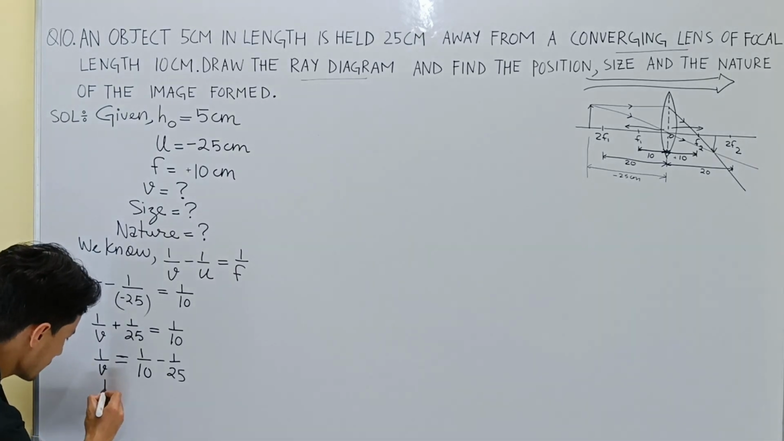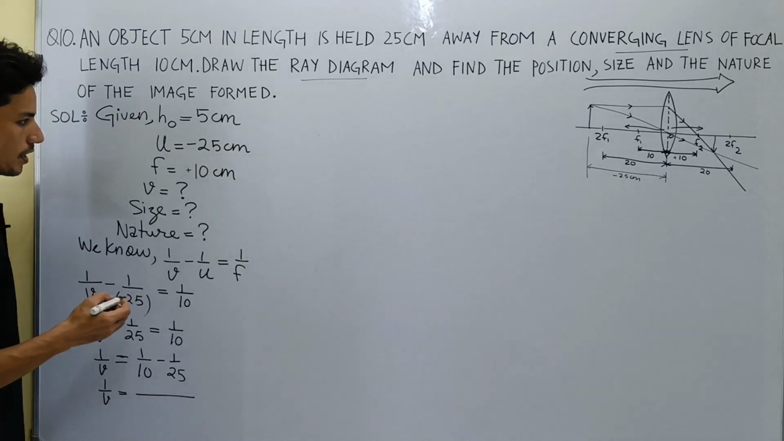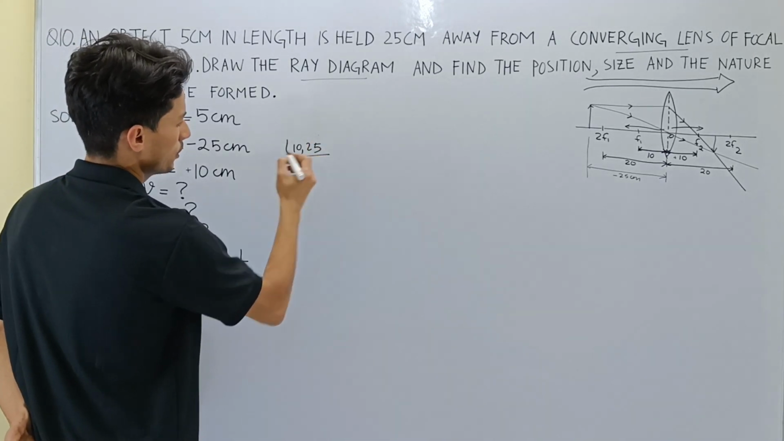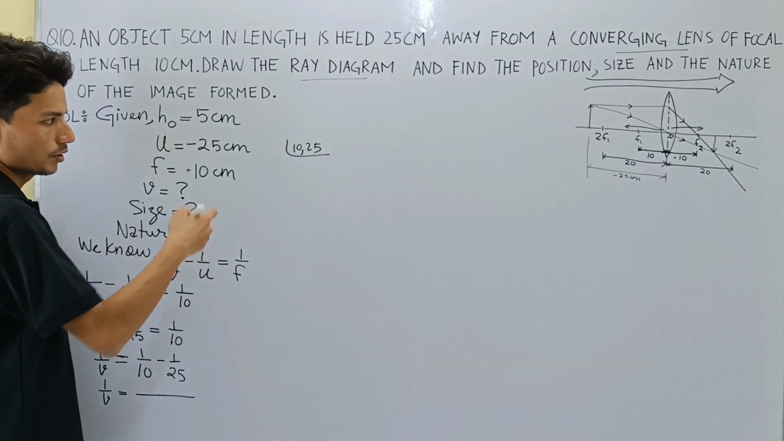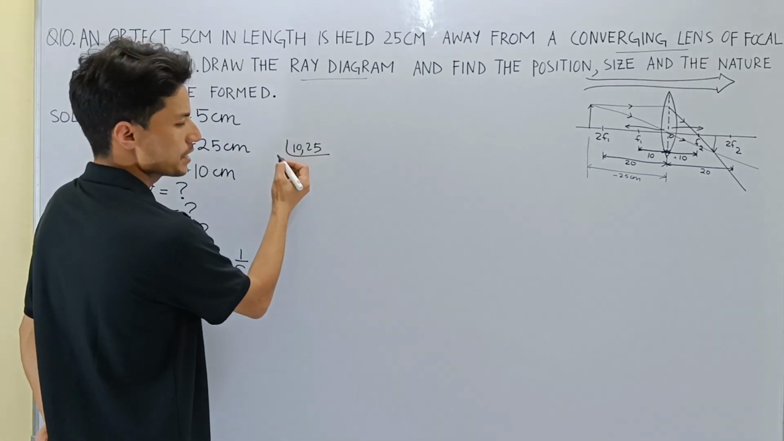What we do is we take LCM. 1 by V is equal to LCM of 10 and 25. Take the LCM of 10 and 25. Though do not take shortcut. Always, okay, always follow the proper steps. So LCM, least common multiple.